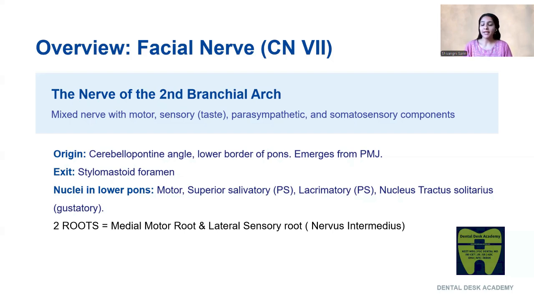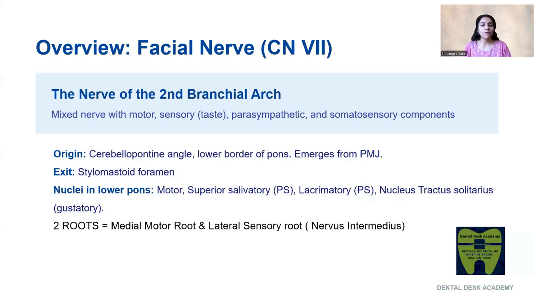Now, for the nuclei, it is basically associated with four nuclei. First is the brachiomotor nucleus, which is responsible for, again, innervation of muscles of facial expression. Then it is also related to the superior salivatory nucleus and the lacrimatory nucleus. Both of these, as you can see in the slide, I have written PS, that is, it is to do with parasympathetic secretomotor functions. And the last nucleus which is concerned is the nucleus tractus solitarius, which gives the facial nerve the ability to innervate the gustation of the anterior two-thirds of the tongue, except the circumvallate papilla.